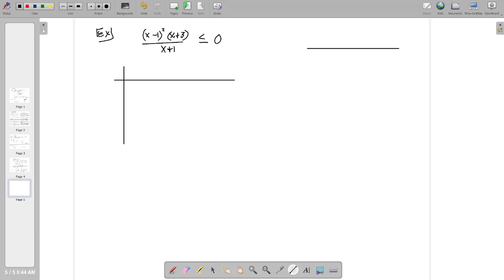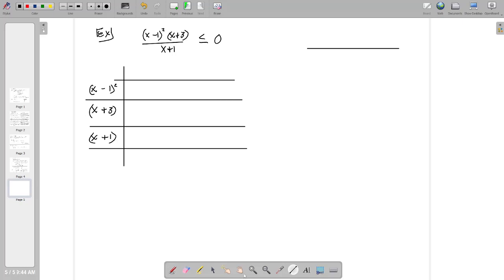is draw our chart. This chart's going to be a bit longer. We have x minus 1, quantity squared, x plus 3, and x plus 1. We also need to know for which regions we're going to test points. So, we look at what makes each of these equal to 0. x plus 3 is 0 when x is -3. x plus 1 is 0 when we have a -1 here. And x minus 1 is 0 when we reach 1.